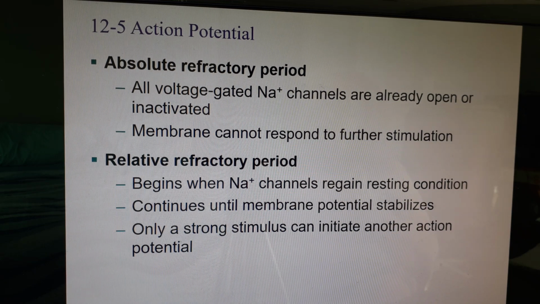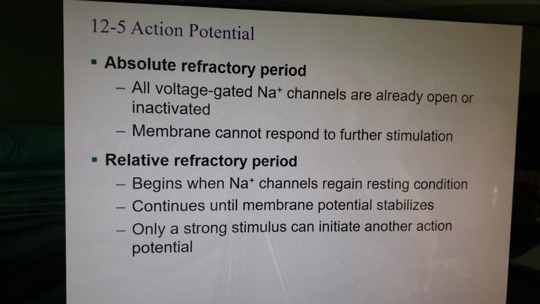Once we close the sodium channels, however, if we had a very, very strong stimulus, we might be able to reopen those sodium channels again. So the second section is called a relative refractory period.